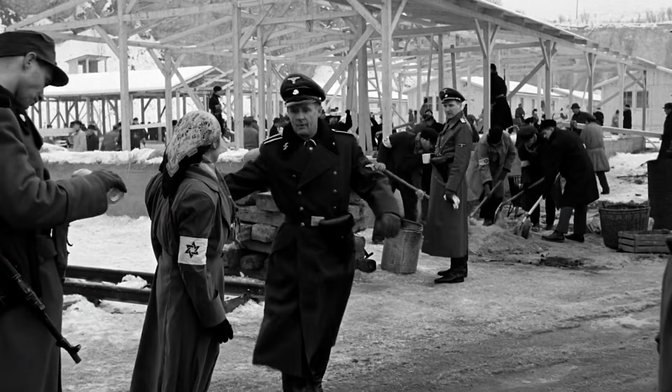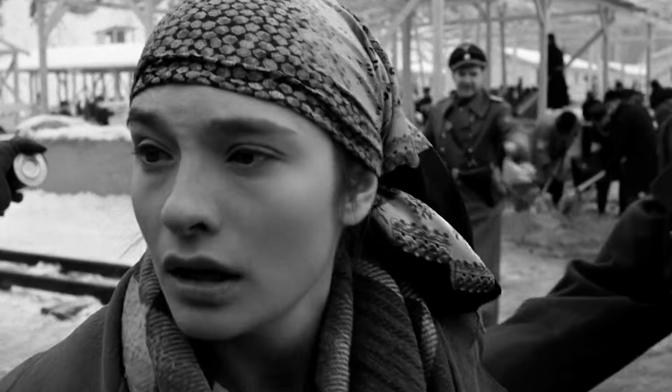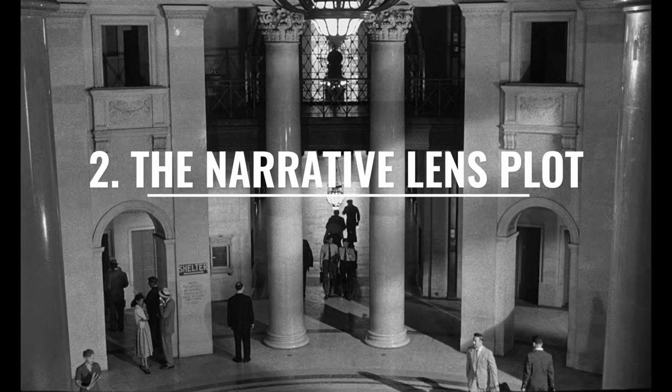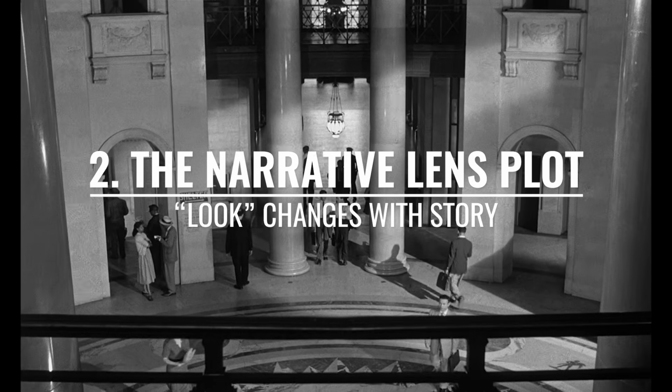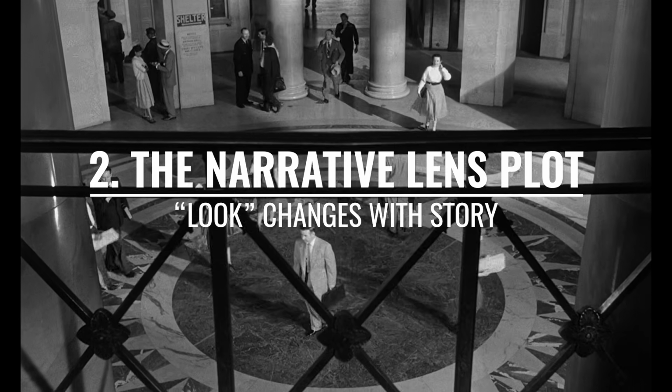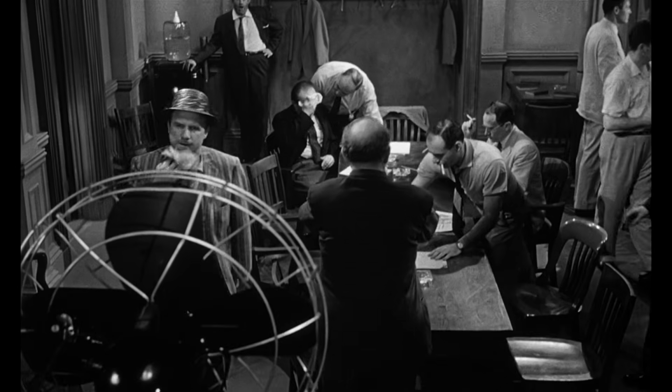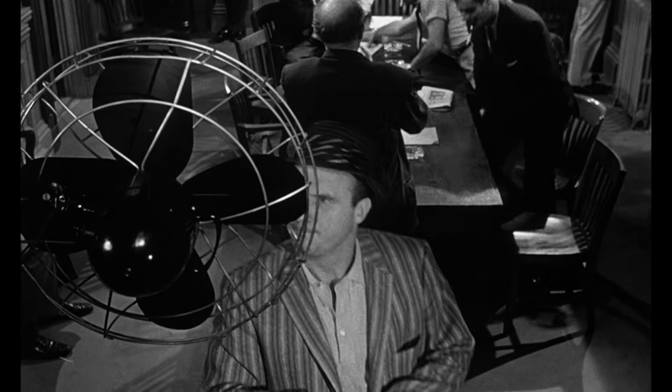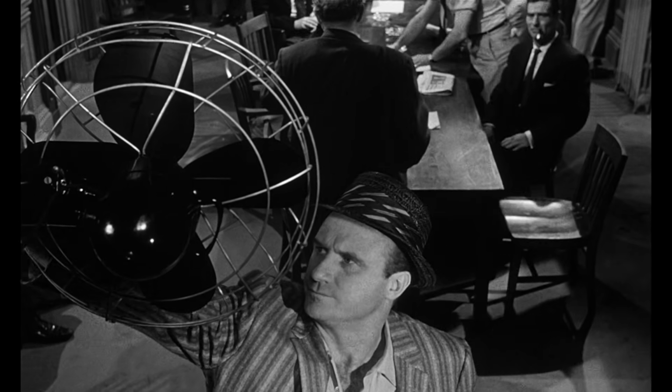The static lens plot is a great starting point, but there's more you can do. This brings us to the narrative lens plot. The key to the narrative lens plot is gradual change over time to reflect or support the narrative. My favorite example of this comes from Sidney Lumet's classic 12 Angry Men. Pretty much the entire film takes place in a jury room.